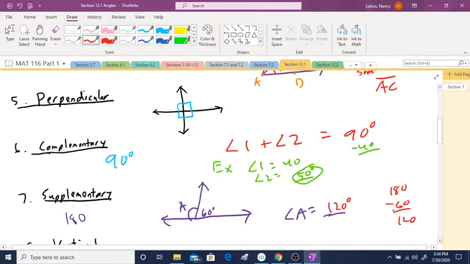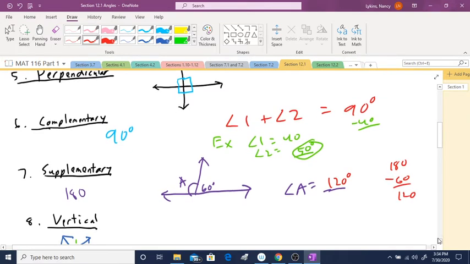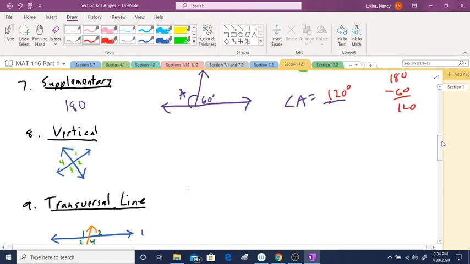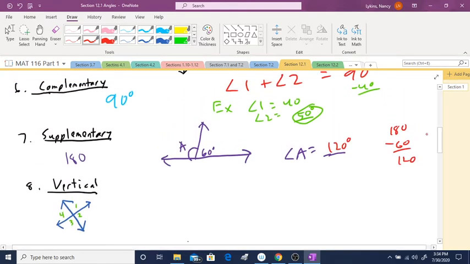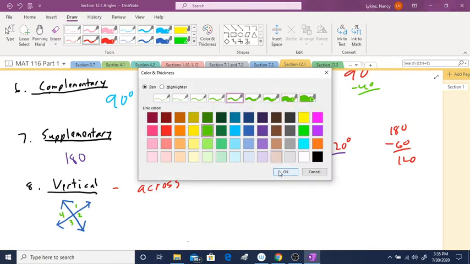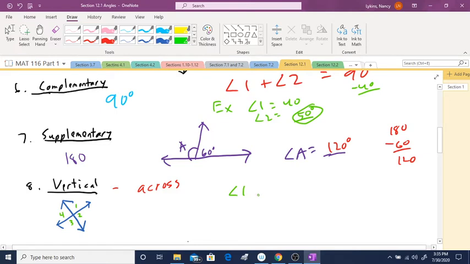Okay. Like I said before, please at any time pause it and come back to any of these examples. Okay, vertical angles. When you think of vertical, I want you to think about a cross. So if you think about a cross, what I want you to do is pair these up. So what is the vertical angle of angle 1? Well, the vertical angle of angle 1, right across from angle 1, is angle 3, and angle 4 is across from angle 2.